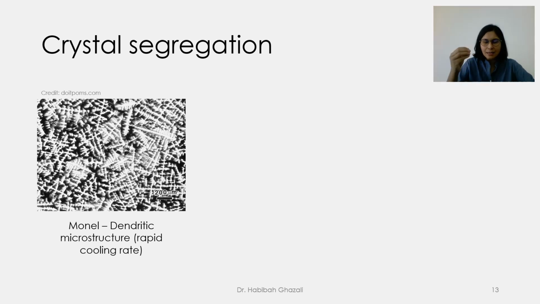The lighter color region is not two-phase, it is just one phase, consisting of alpha solid solution. But the lighter region contains more copper, and the darker region contains more nickel. So we have a non-homogeneous microstructure, a crystal segregation, which we want to avoid. So what can we do?